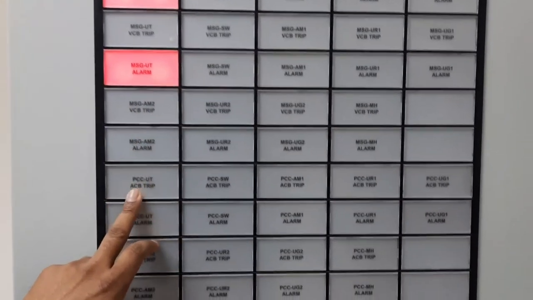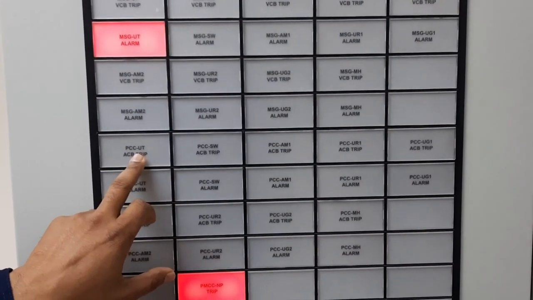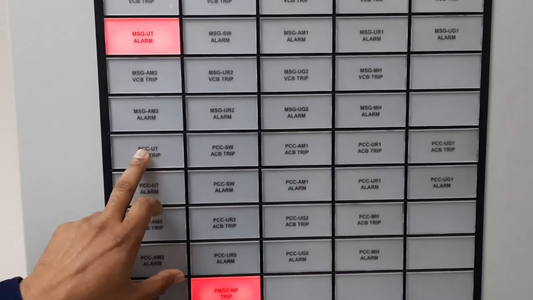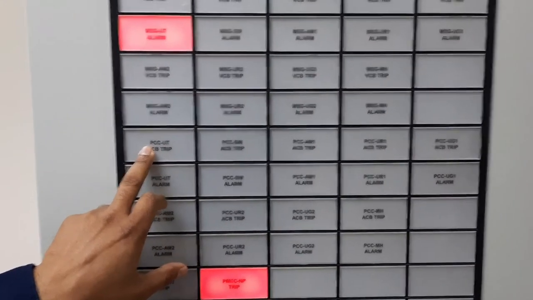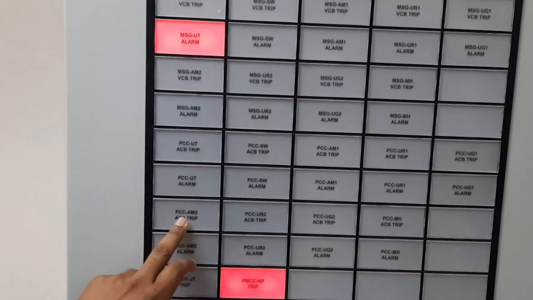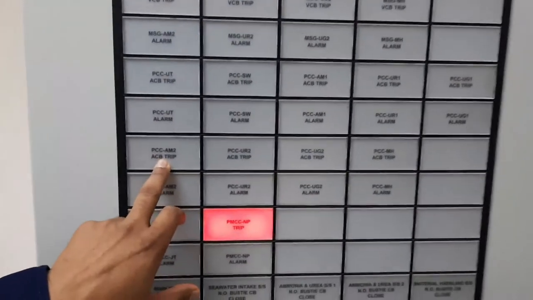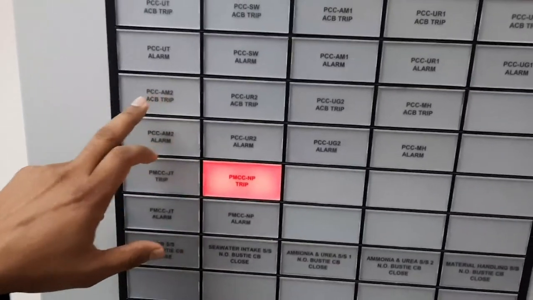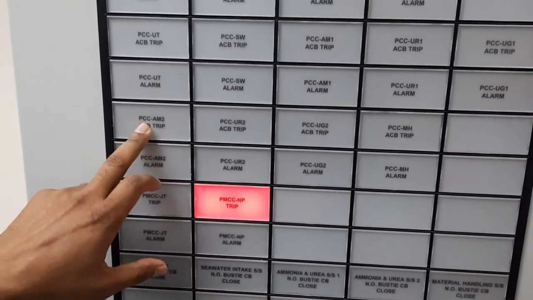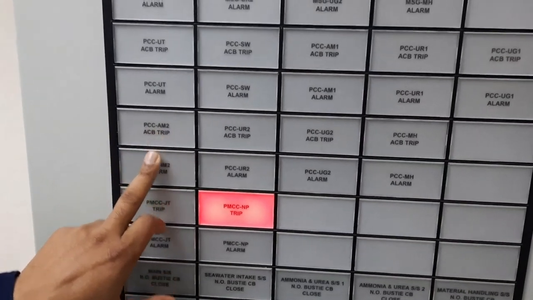Okay, medium switch gear, PCC. PCC means power control center. If the power control center utility side trips, that time alarm comes. Okay, this PCC. PCC ACB trip, if ammonia 10-2 side, PCC, power control center. ACB means air circuit breaker trip, that time alarm comes here.